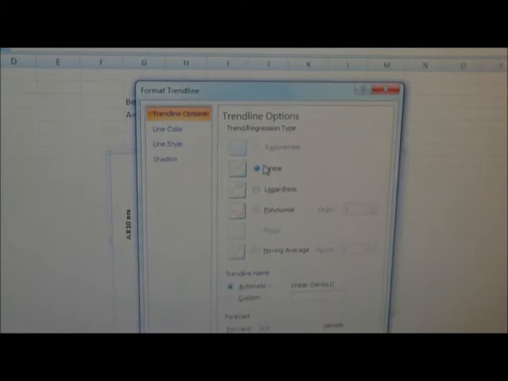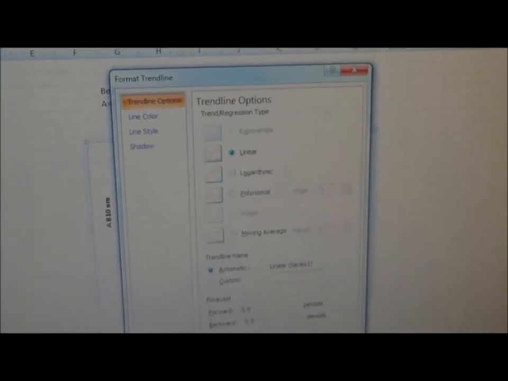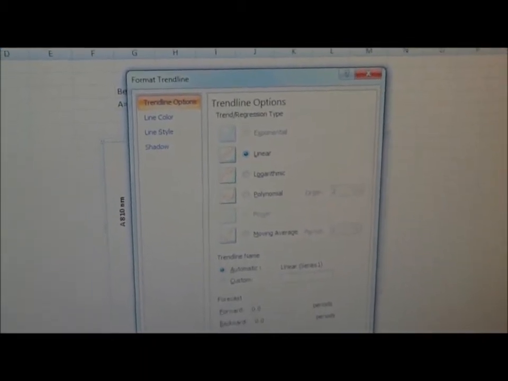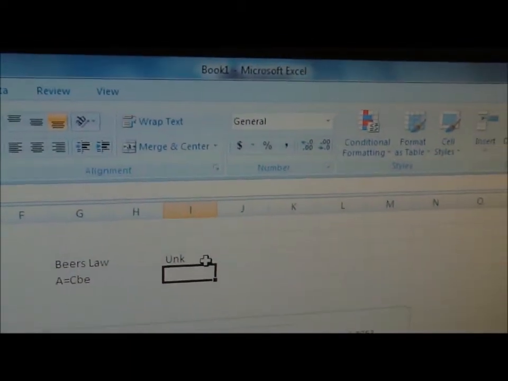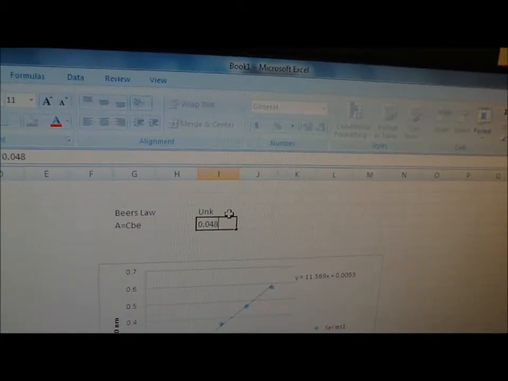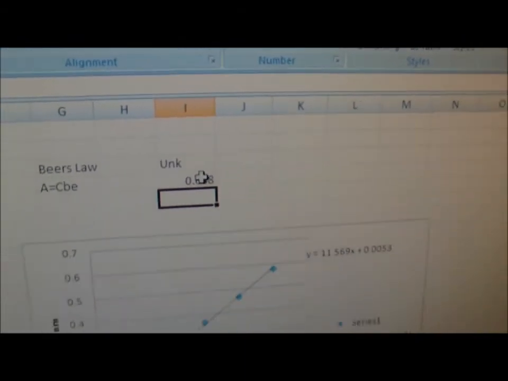Now I'm going to want to add a trend line here. It's going to be a linear trend line because I expect a linear relationship, and I want to display the equation on the chart as well. So here's my equation. This relates absorption to concentration. Again, my absorption is on my y-axis. So now I had an unknown, and the unknown absorption was 0.480. All right, that's my unknown absorption.